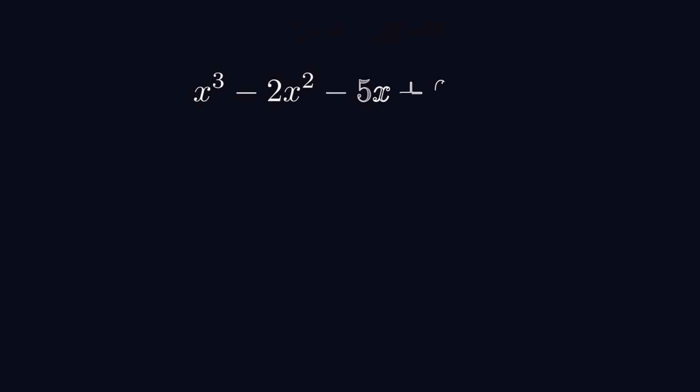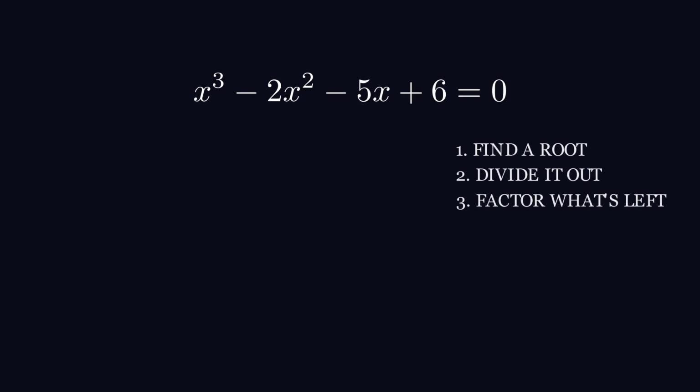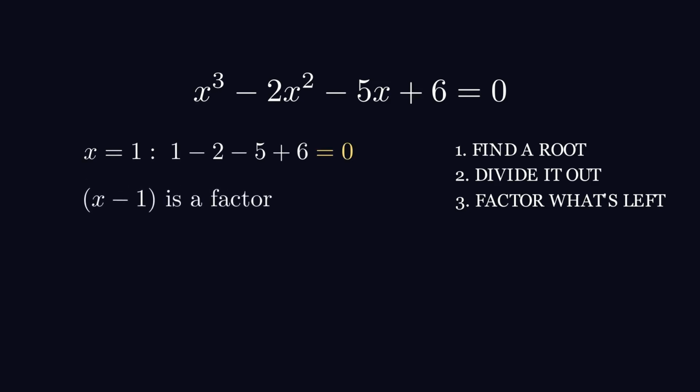We use all of it to solve a big ugly one. Solve. x cubed minus 2x squared minus 5x plus 6 equals 0. A cubic's got 3 answers buried in it, and here's how you dig them out. First, go hunting for one root. Just try small numbers. Try 1. 1 minus 2 minus 5 plus 6. 0. So x minus 1 is a factor.